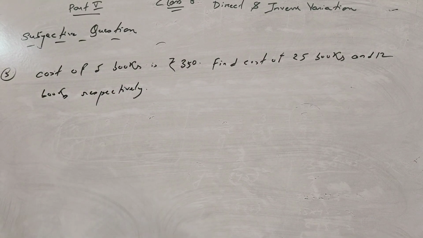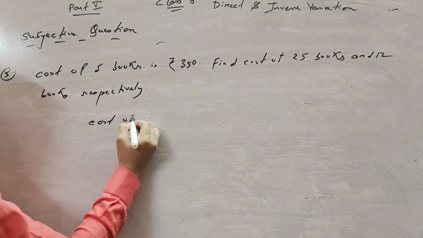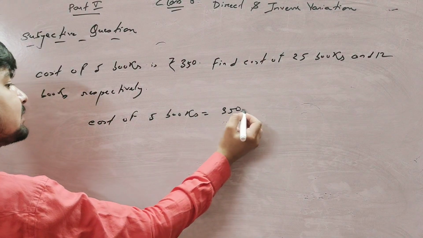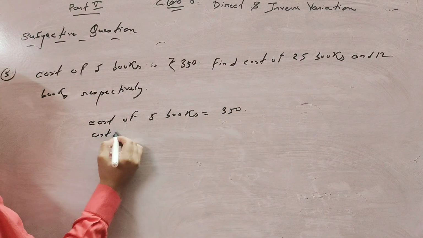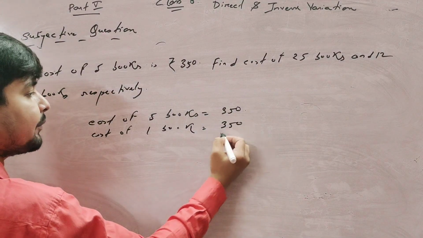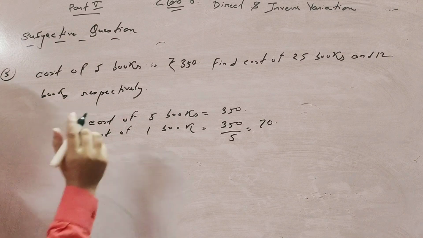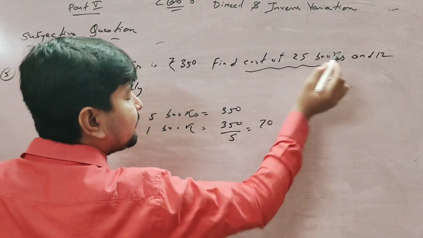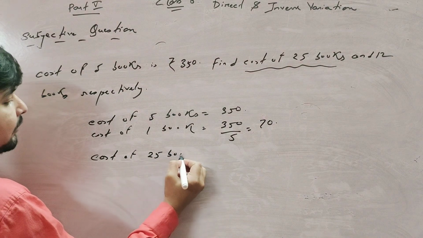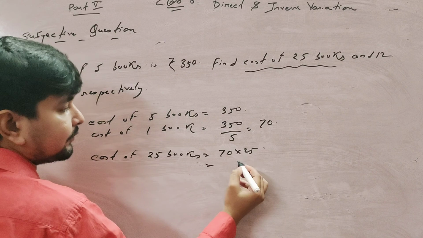So first of all, let's see cost of 5 books. Cost of 5 books equals to rupees 350. So cost of 1 book equals to 350 upon 5, that is 70 rupees. Price of per book is 70 rupees. Find the cost of 25 books. So cost of 25 books equals to 70 into 25.